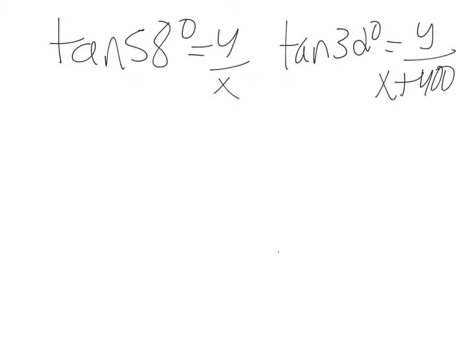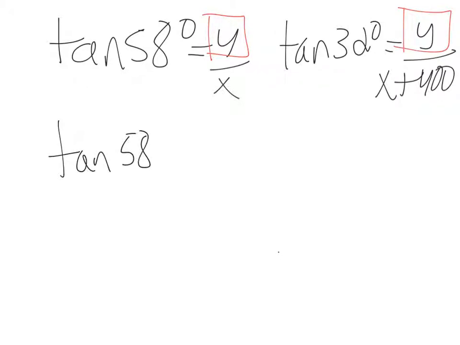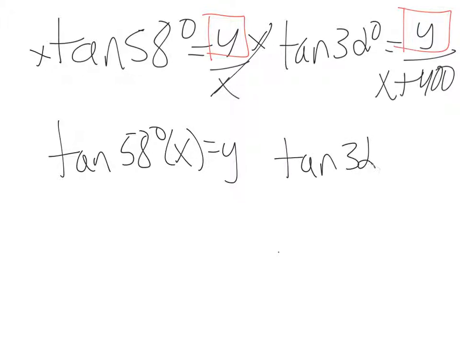All right, so in this situation, we have two equations. We have two things that are constant, are in both our y's. So if we rearrange these to equal y, we can set them equal to each other. So it would look something like this. The tan of 58 degrees, we'll multiply both sides by x to cancel that x out, times x will equal y. If we do conversely on the other side, the tan of 32 degrees times x plus 400 equals y.